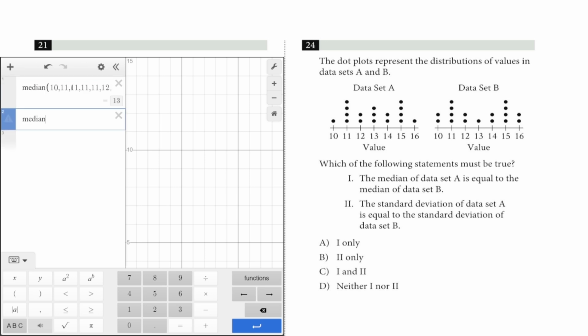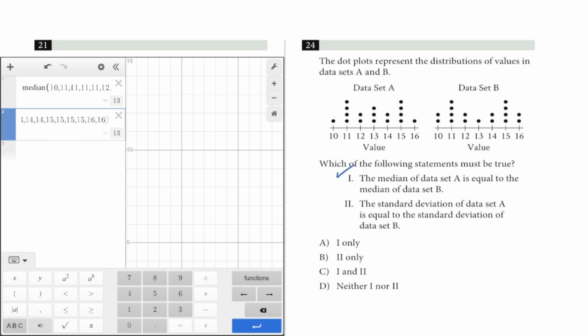So median, again, I just have to type in. So 10 shows up twice. So 2 10s, 11, 4. 14 is twice. 15 is 4 times. 16 is twice. And we can see here the medians are the same. So this statement is true.